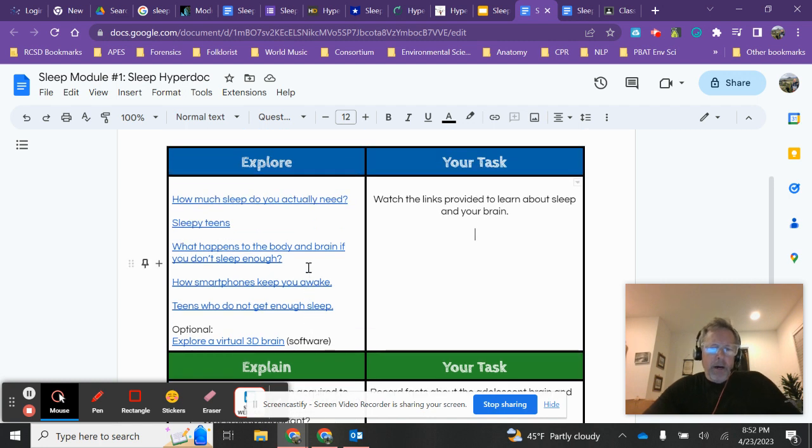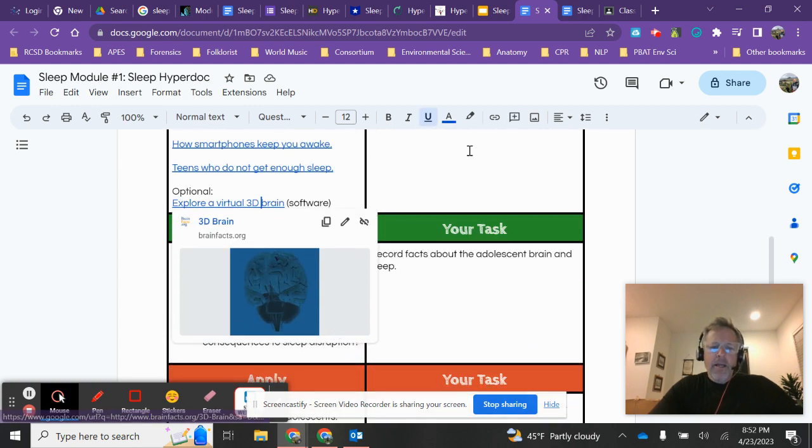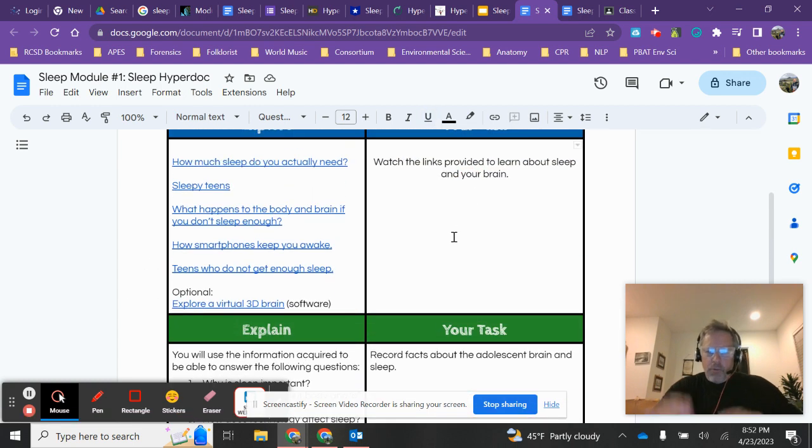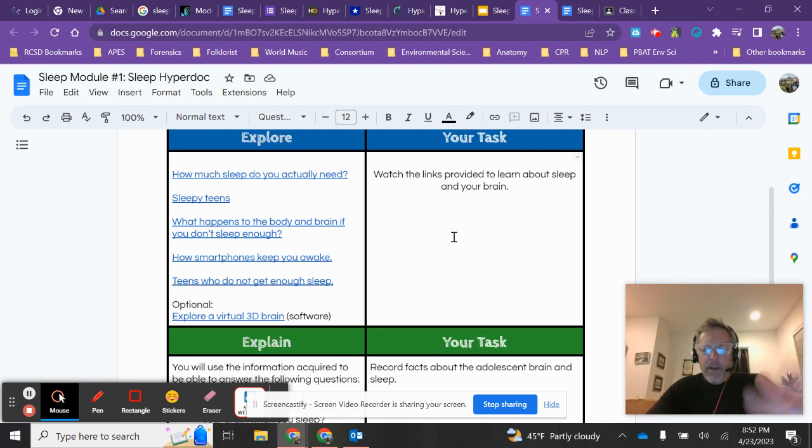And the theme really is about how much sleep you need, and particularly people your age as teens, there's surprises about the amount of sleep you need. It's shocking. Then you go to this last one where you can actually observe the human brain and look at these parts of the brain that are part of sleep. It's pretty cool. Okay, so that's the information.